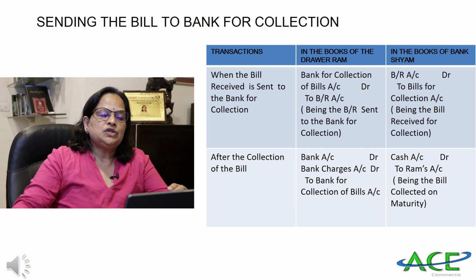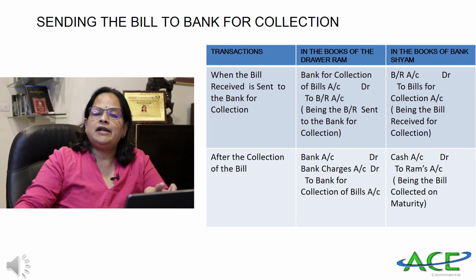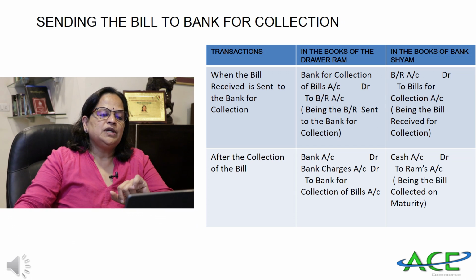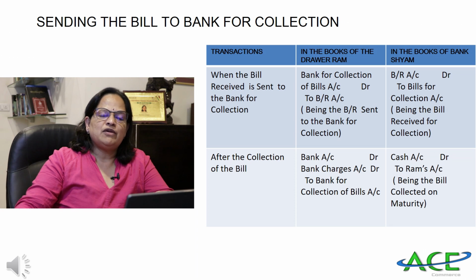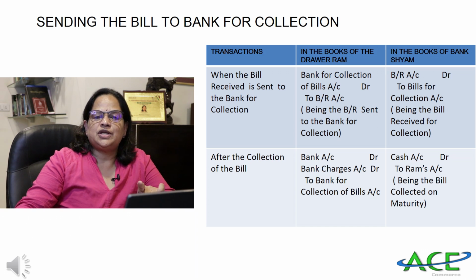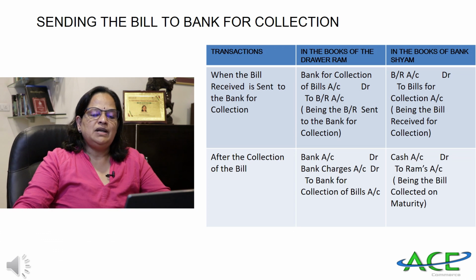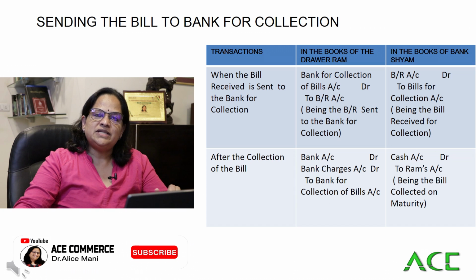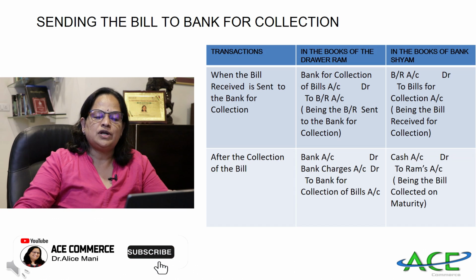journal entries? So in the books of drawer, Ram, and Sham is the drawee. When the bill is received, it is sent to bank for collection. Bank for collection of bills account debtor to bills receivable account, being the bills receivable sent to bank for collection. Next, in the books of Sham, bills receivable account debtor to bills for collection account, being the bill received for collection.